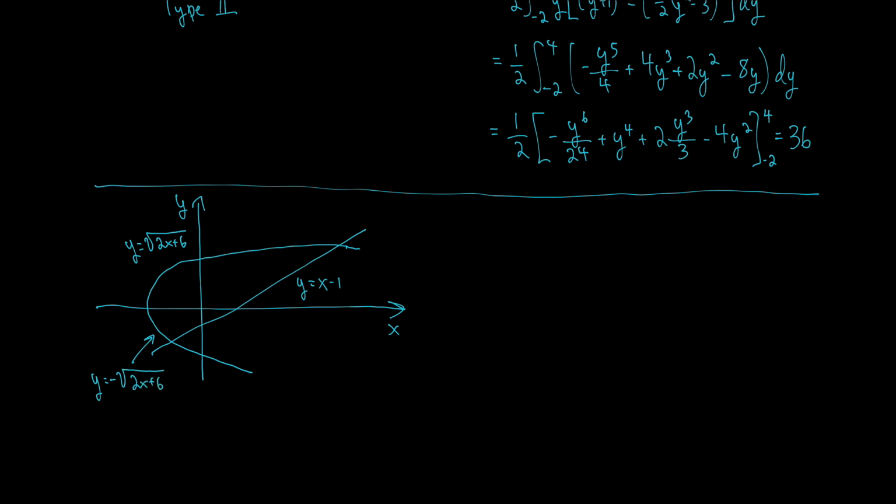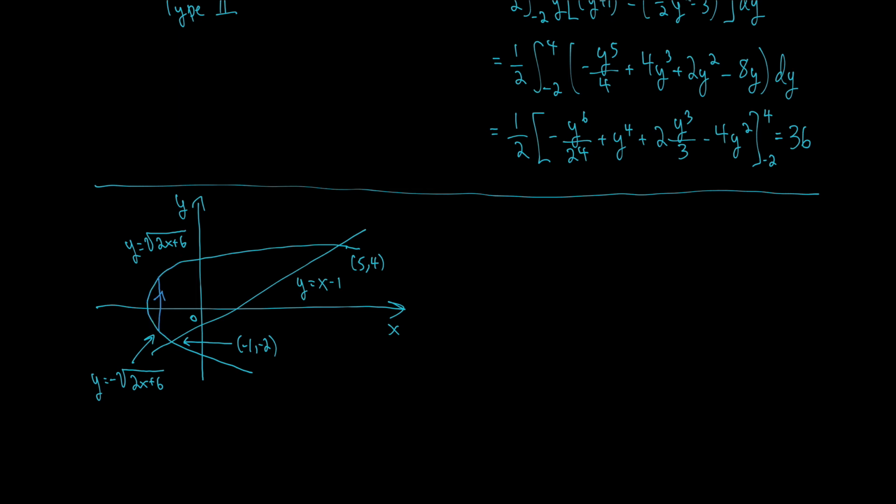My points of intersection are still the same as they were before: at -1, -2 and at 5, 4. But now we would be integrating from bottom to top. So we'd have to do that for this section, where notice the bottom is y equals negative square root of 2x plus 6, and the top is y equals x minus 1. That's over here is the bottom, and then over here is the top.